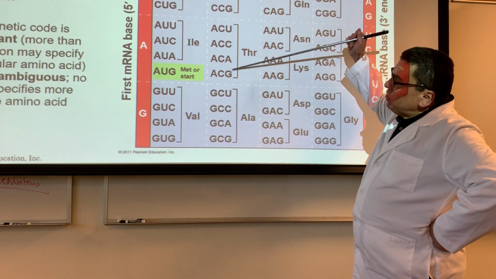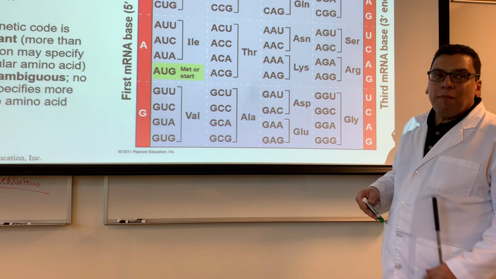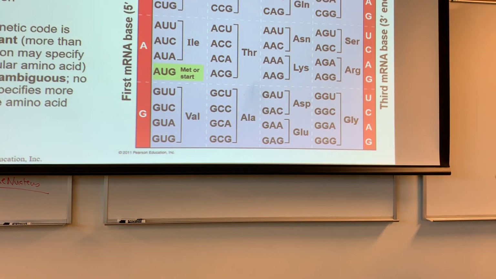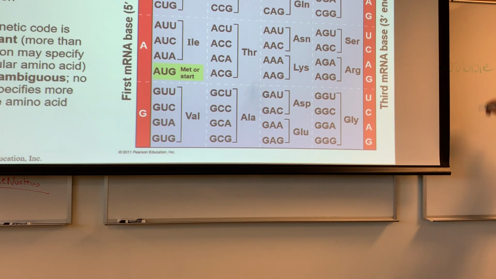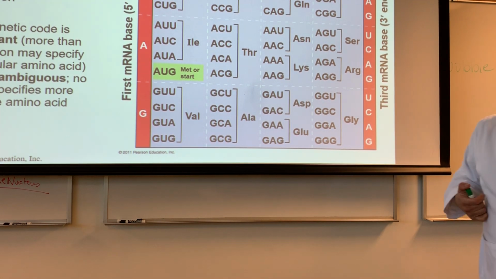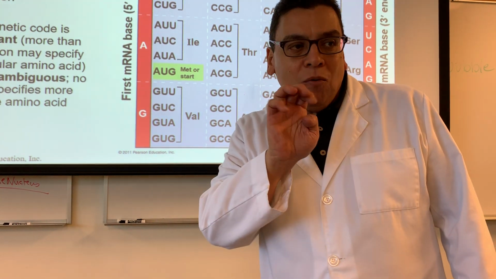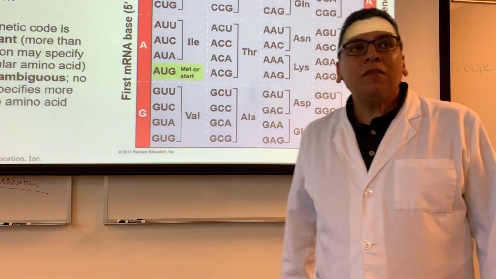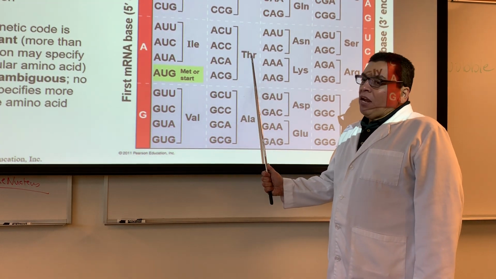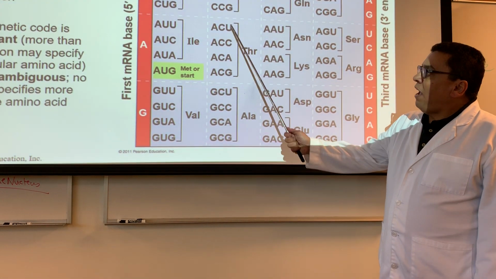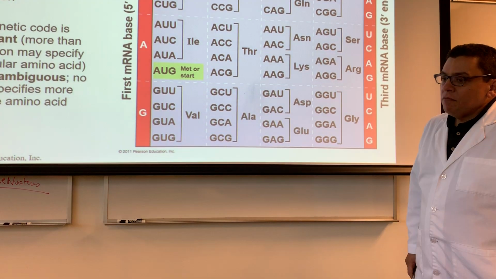Because the third position of the codon is called the wobble position. W-O-B-B-L-E. Wobble position. I also refer to it, to remember it, as the whatever position. Get it? Whatever, wobble, whatever, WW. Because AC whatever gives you threonine. AC whatever gives you the same amino acid.